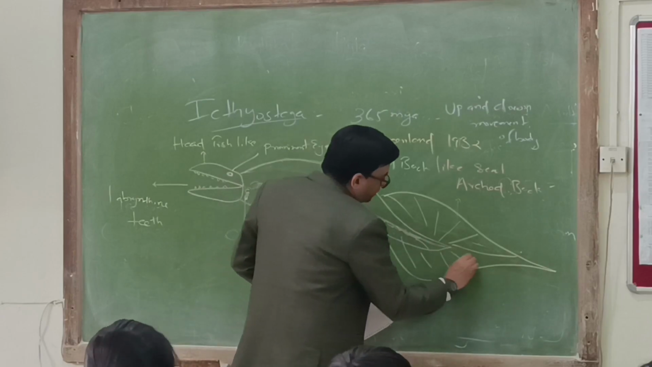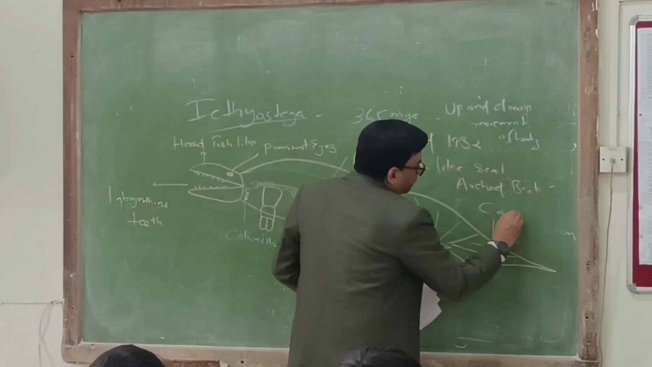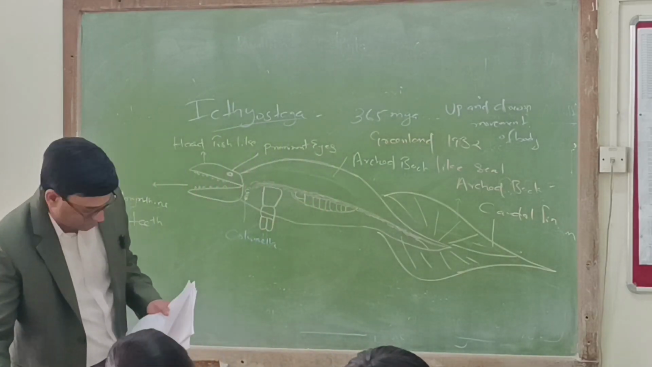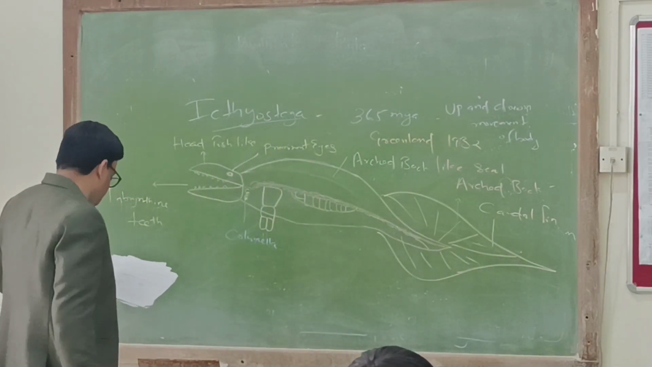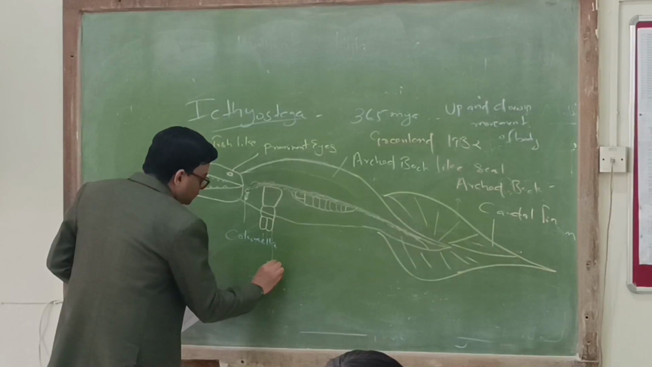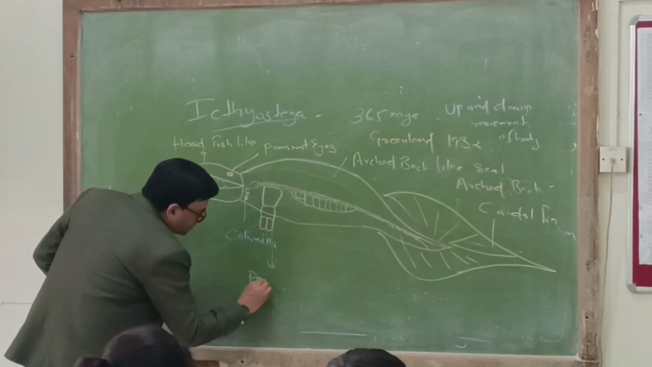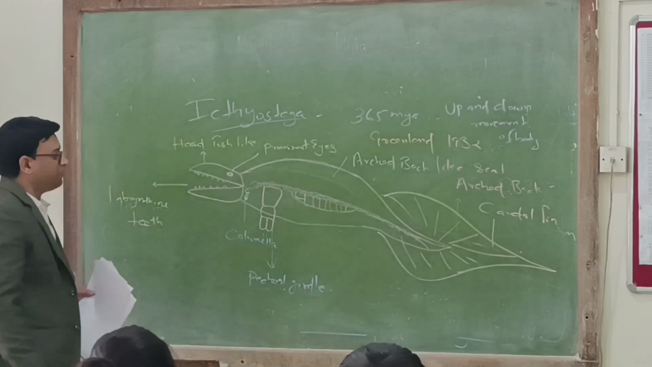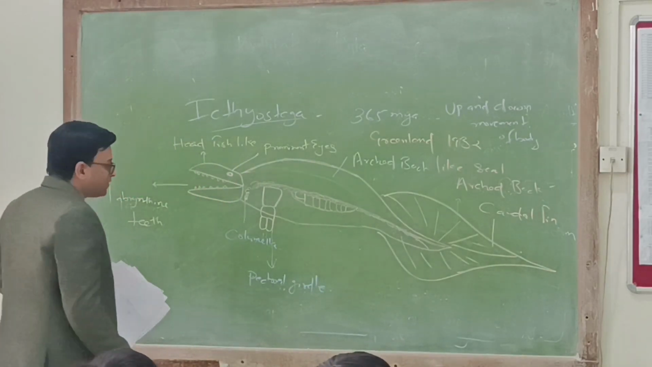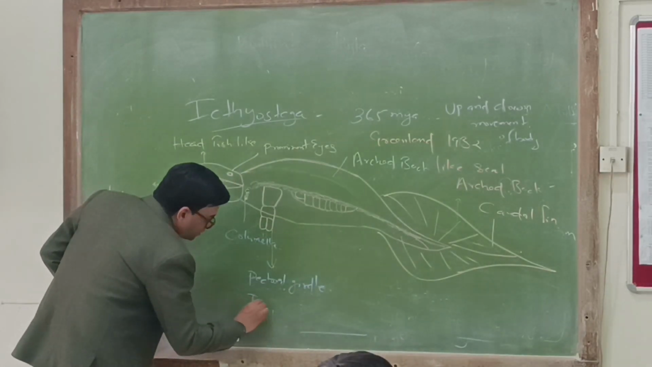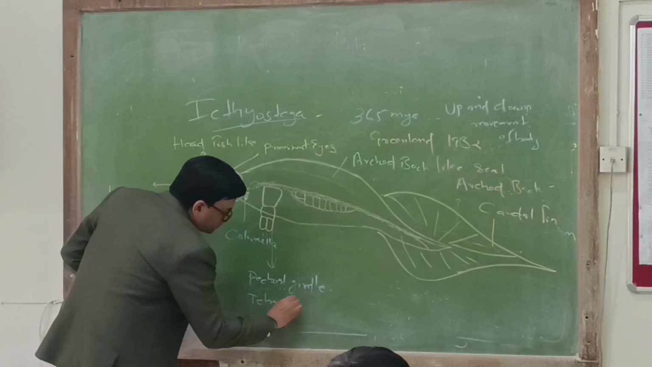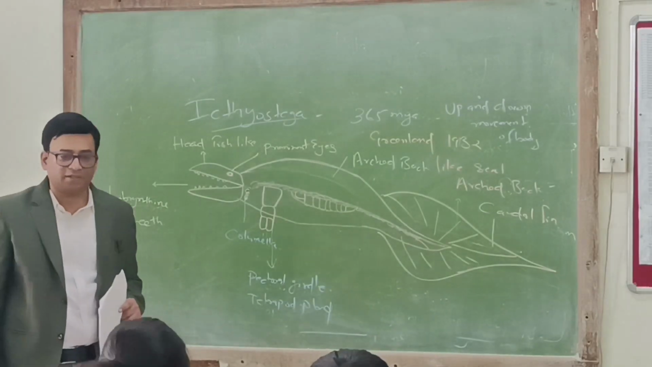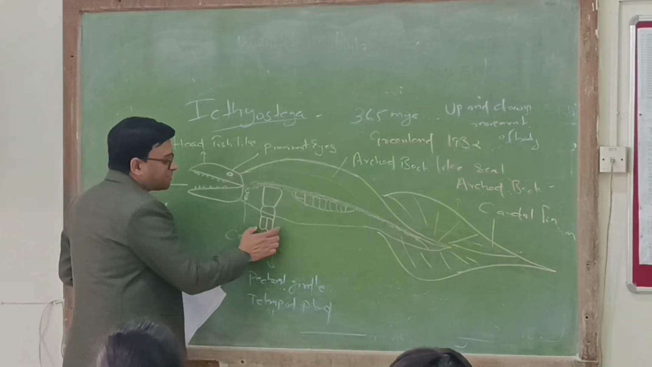It has got a tail fin, or the caudal fin. Here you will find, this is very interesting, the what? Pectoral girdle. Here you will find the pectoral girdle along with the tetrapod plan. But the interesting thing is that in the fossil, this further part is missing.